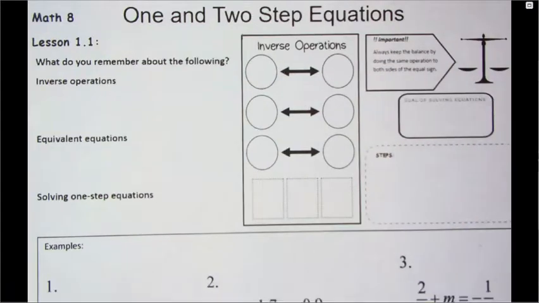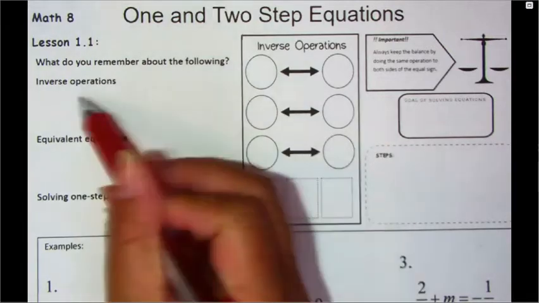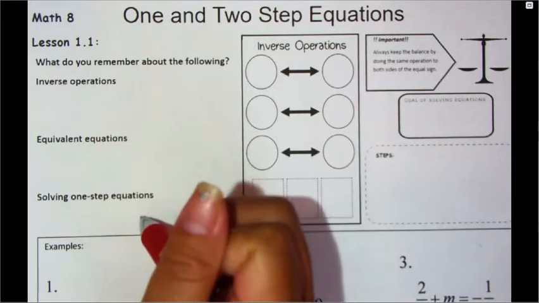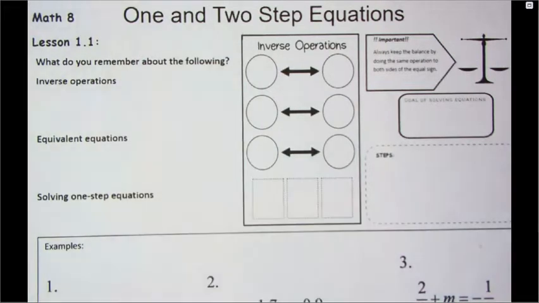Today we are going to learn 1- and 2-step equations. Before we begin, I want you to think about these vocabulary words and jot down some ideas about what you remember. Inverse operations, equivalent equations, and solving 1-step equations. You can write down some bullet points of things that you remember about those 3 vocabulary words.